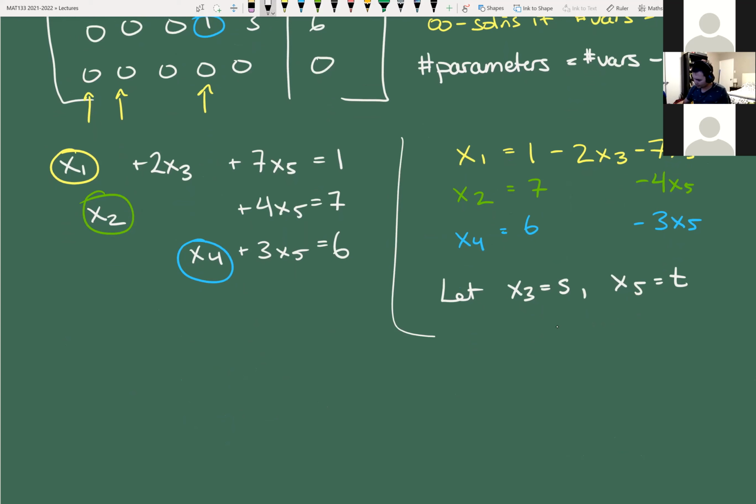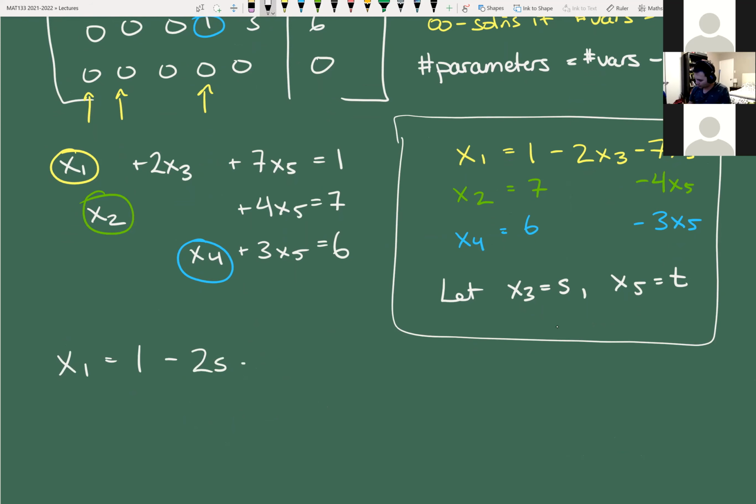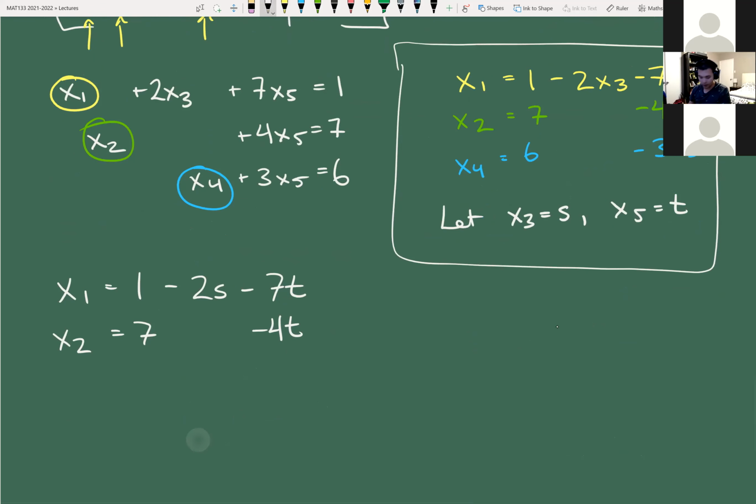So if we now take this, the rank is the number of leading ones. Absolutely. That's exactly what it is. And now I'm going to rewrite this as 1 minus 2s minus 7t, 7 minus 4t. Now at this point, I'm going to actually include the parameters as well, just because I'm trying to write down all the solutions now. Right? We said x3 was equal to s. So that's why when I included, I put the s here.